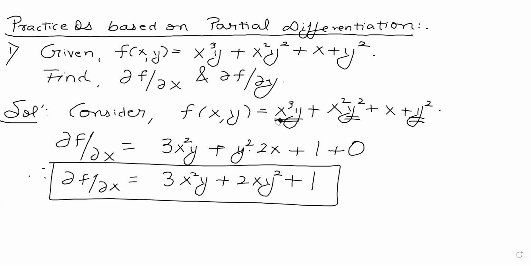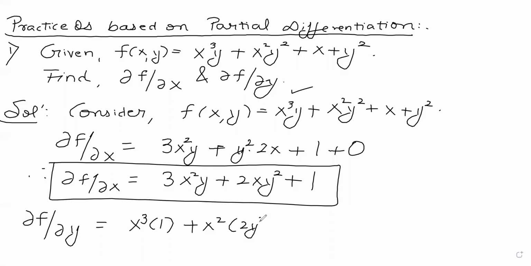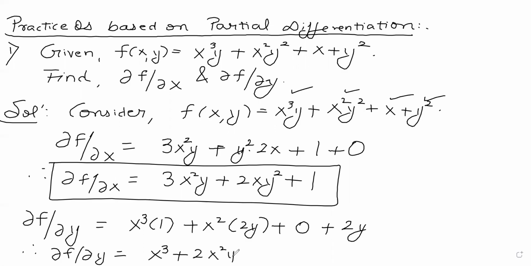Similarly, we can quickly find the partial derivative with respect to y. So del f by del y. Now you will differentiate f with respect to y, assuming that x is a constant. So x cube into the derivative of y, which is 1, plus x square into the derivative of y square, which is 2y, plus the derivative of x is 0 because x is a constant. The derivative of y square is 2y. So therefore my del f by del y comes out as x cube plus 2x square y plus 2y.